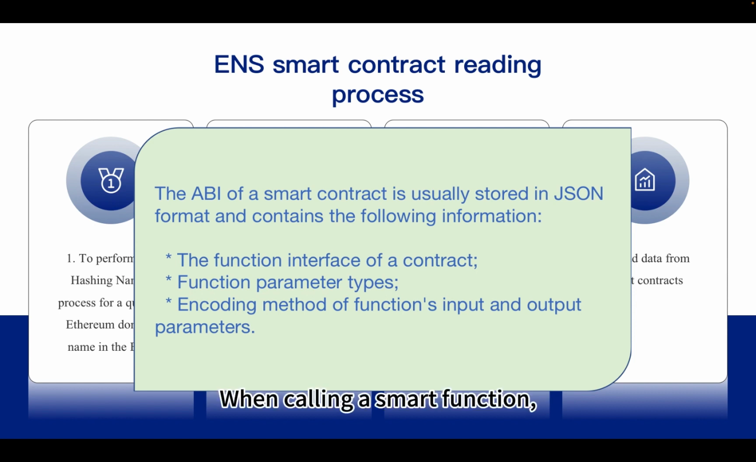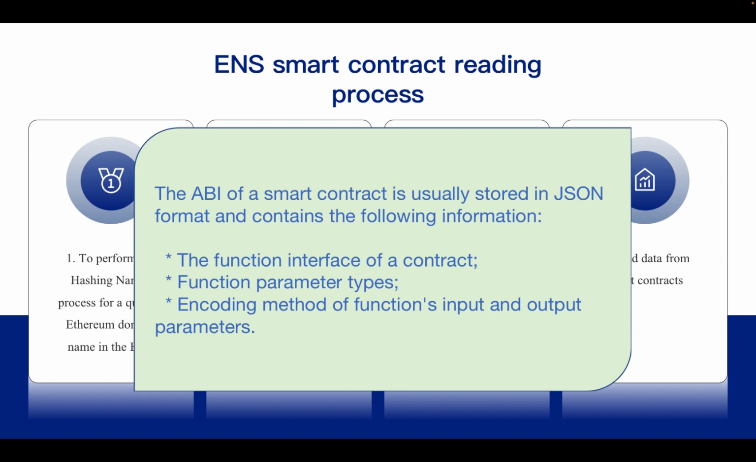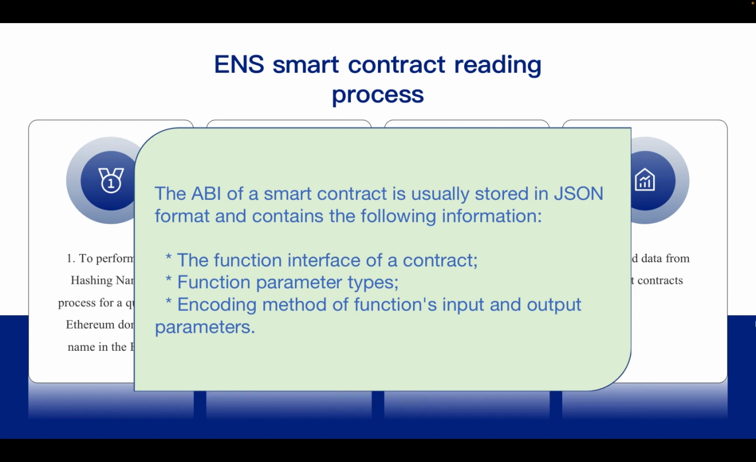When calling a contract function, you need to provide the function name and function parameters and pass the encoded bytecode of the function parameters according to the API encoding format. Ethereum nodes will package this information into a transaction and send it to the Ethereum network for execution.